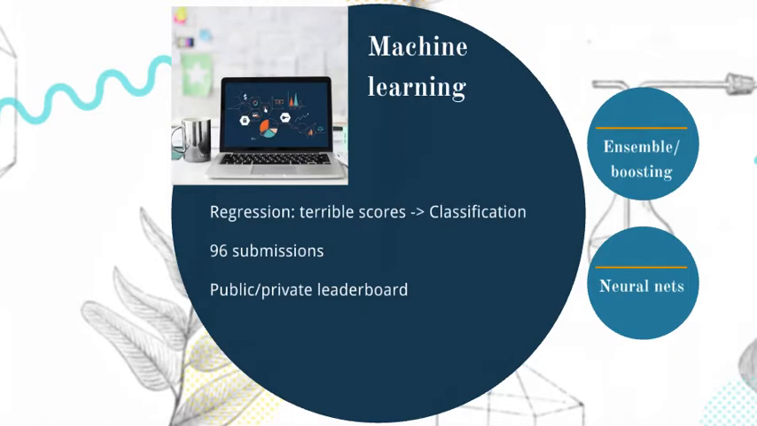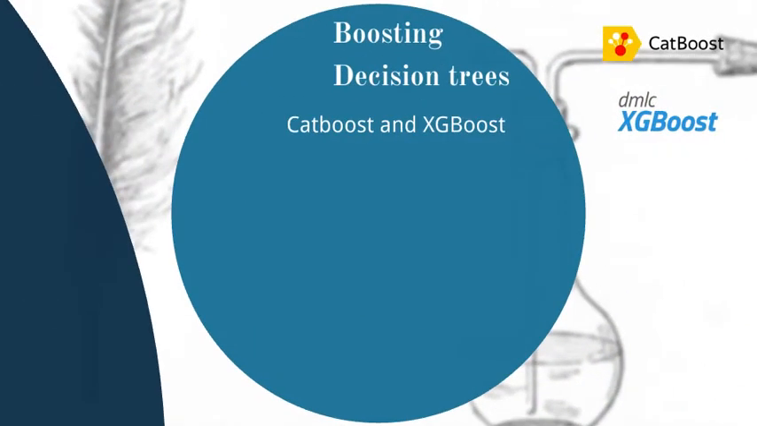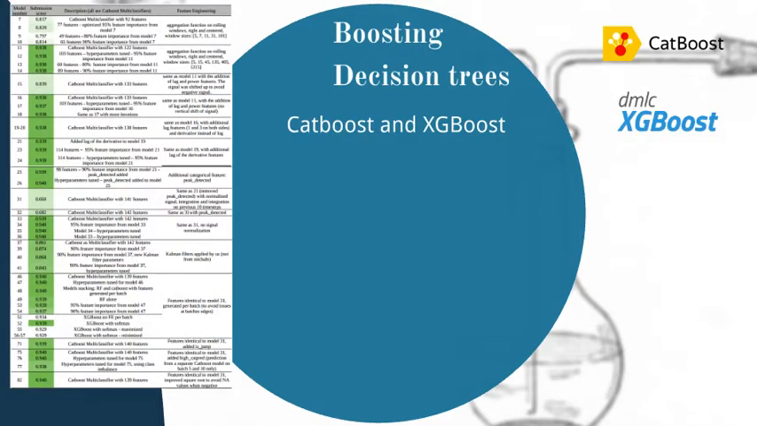I said we would use two types of methods, and that's ensemble methods and then neural nets. Let's start with the decision trees. We used CatBoost and XGBoost, but mostly CatBoost, to try to predict the number of open channels. And this is an overview of all the submissions that we did for CatBoost and XGBoost here. As I said, I won't detail them all. I just want to go over a few important things.